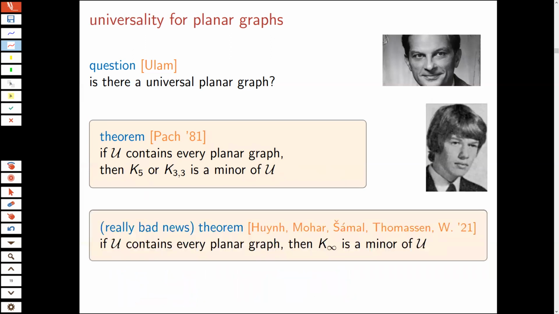I call this the really bad news theorem, because we prove that if U contains every planar graph, not only does it contain K5 as a minor, but it contains an infinite complete graph as a minor. So this is the really bad news. So the answer to Ulam's question is no, in a very strong sense. Not only is there no universal planar graph, but every graph that contains all the planar graphs must have an infinite complete graph minor. So that's our bad news theorem.